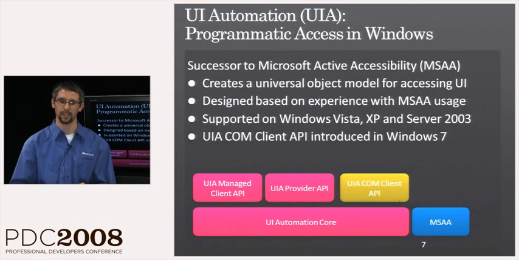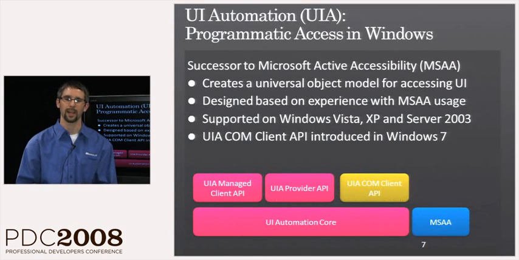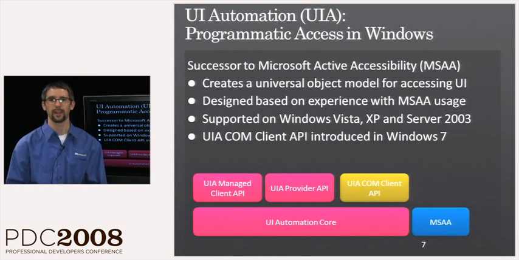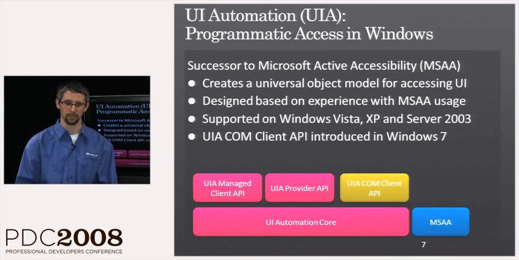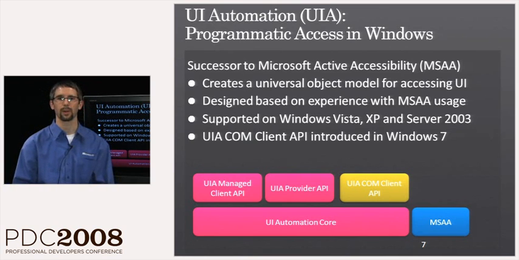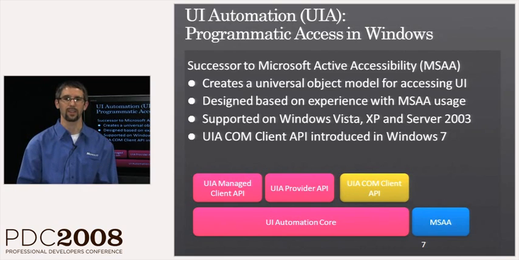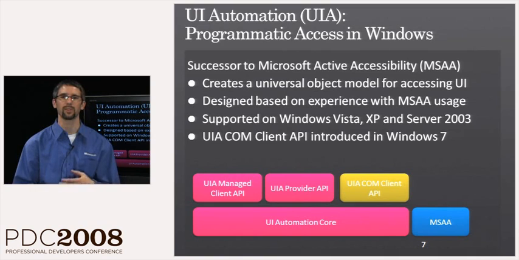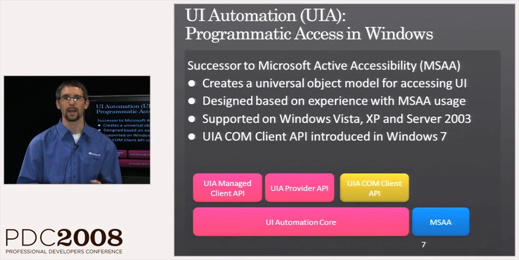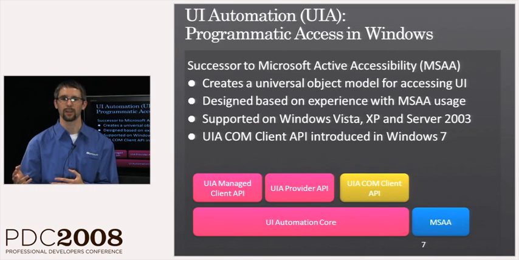What's new in Windows 7 is that we've added a COM client API. So if you look closely at the diagram, there's a provider piece of the UI automation core, and there's a managed client in Vista, but there was never a way to get to accessibility data from native code in UIA. So in Windows 7, we introduced the new UIA COM client API, making it possible for native applications to interact with UI on screen for the first time in a smooth way. And we're really excited about this.